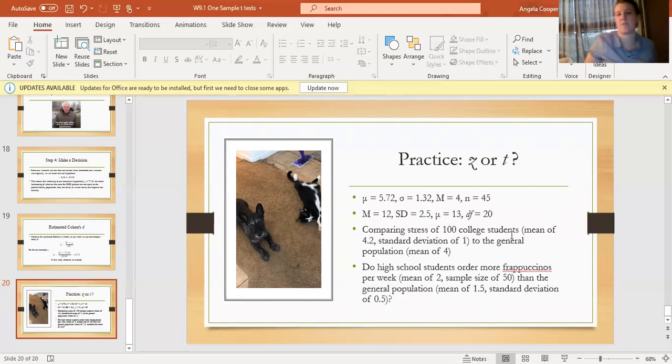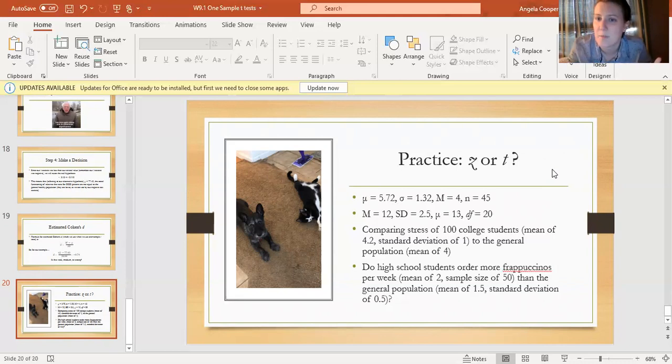So comparing stress of 100 college students, boom, you've given me a number of college students. So I'm gonna say that's my sample right there. You're gonna give me a number of people that you have some information for, that's gonna be your sample, with a mean of 4.2 and a standard deviation of 1, to the general population mean of 4. Okay, so we have our sample size of 100. We have our sample mean of 4.2.